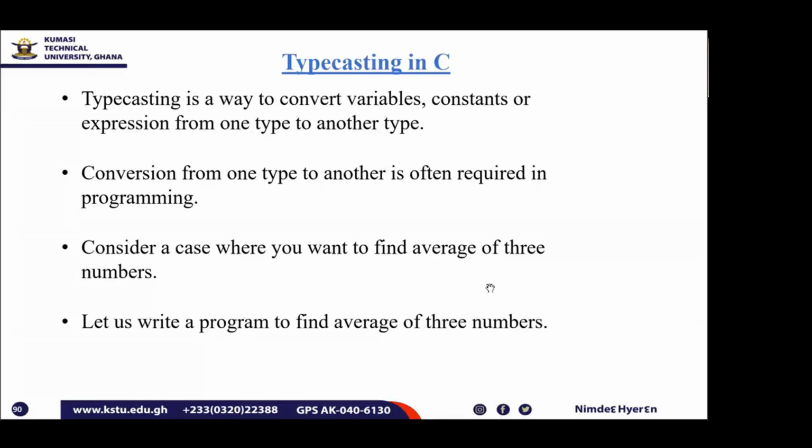Typecasting, which we have spoken about severally, is basically a way of converting variables, constants, or expressions from one data type to another data type. So conversion from one type to another is something that is very common in programming. There are instances where you would be dealing with integers, but at the end of the day, your results would need to be a float or a double.